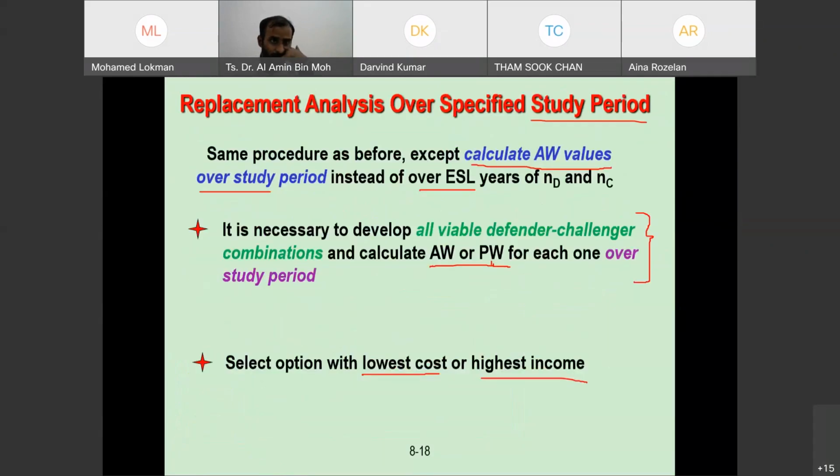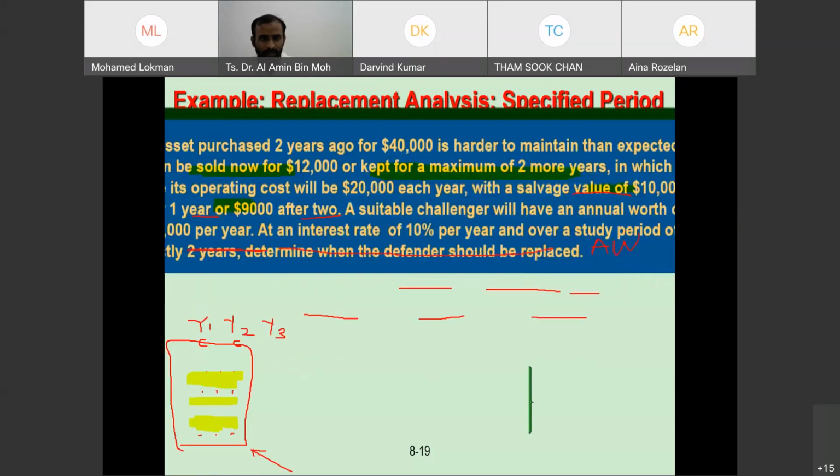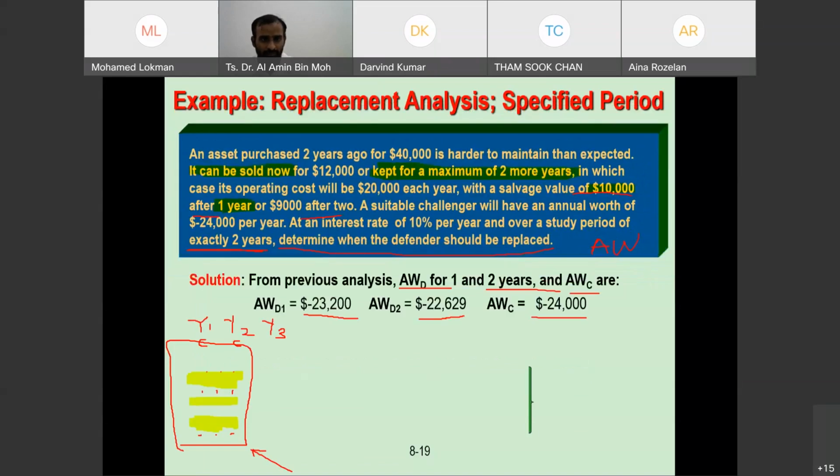As being explained here, it is necessary to develop all viable defender challenger combinations. So these are all the viable options, and we need to calculate either AW or PW, which we are going to do now. It's been done, we're just going to see it.